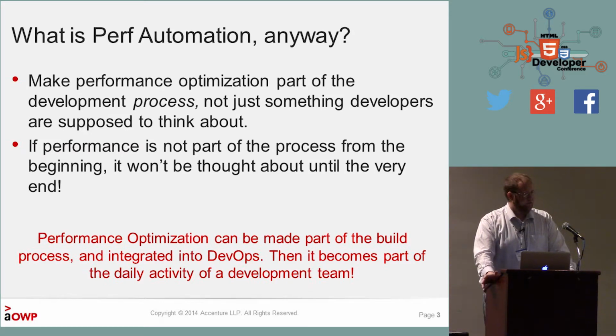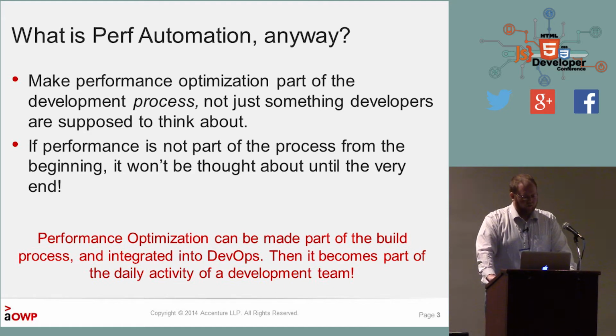So why would we do that? What is automation of performance anyway, right? I think the key reason why we would automate performance optimization is to make sure that performance optimization becomes part of the process, right? Becomes part of the just ebb and flow of daily development, so that as we're working through things, it becomes part of the DNA of the development team, rather than something that people think about as an afterthought or something that people think about at the end when an application doesn't meet SLAs.